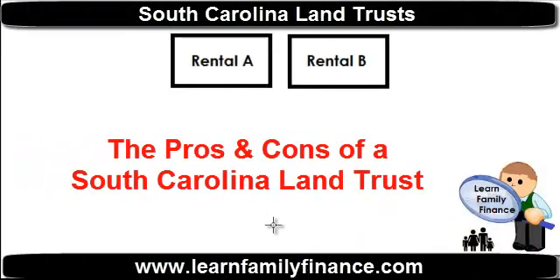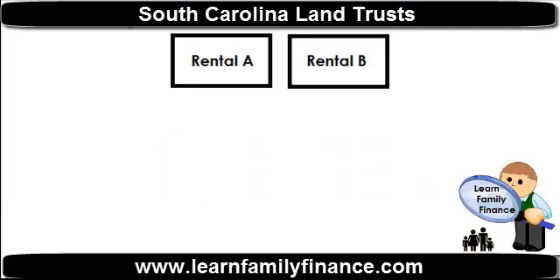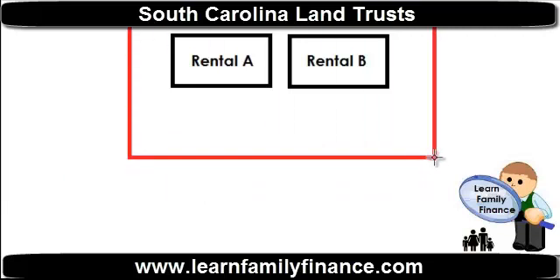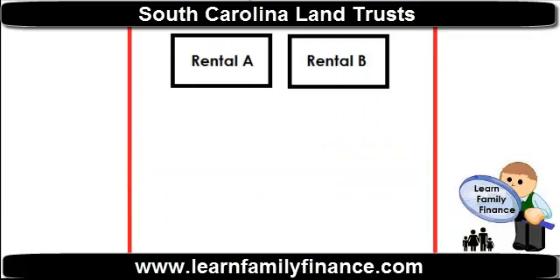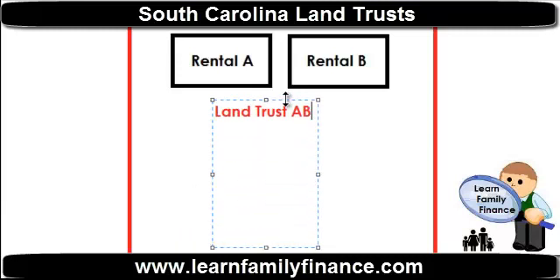So in a land trust, say for instance you have two rentals, rental A and rental B, and these are both inside of a land trust. And we'll just call that land trust, for simpler terms, land trust AB. Or we could just call it trust AB, it doesn't matter, but for purposes of this, we'll call it land trust AB.